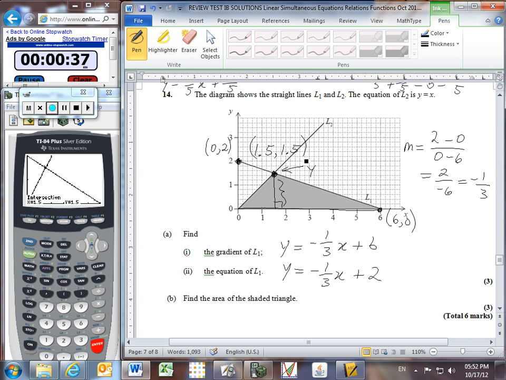But it's the y value that I'm interested in, so this distance must be 1.5, and I can see that my base is 6, and so area is 1/2 times my base times my height, and that will give you an answer of 4.5.